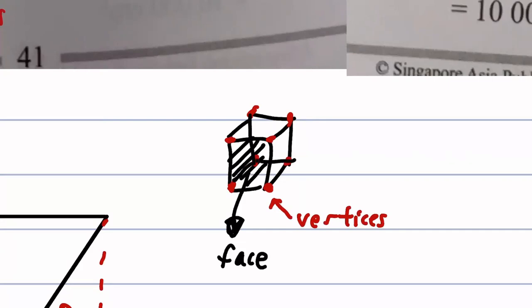What else do we have? We also have the lengths. In this case, we call them the edges. The 2D area is the face. The corners are the vertices. So in a cube, there are 8 vertices and 6 faces. Then how many edges are there?